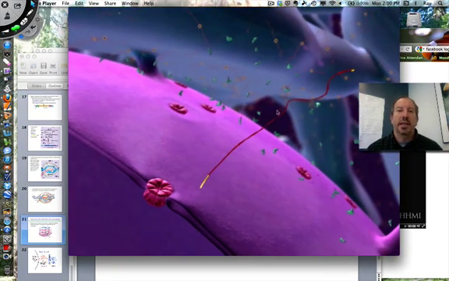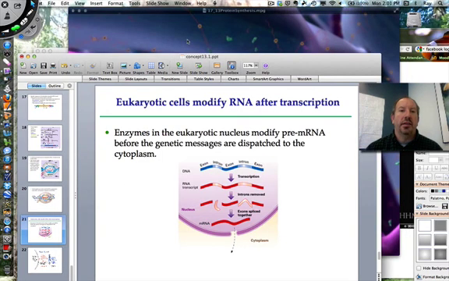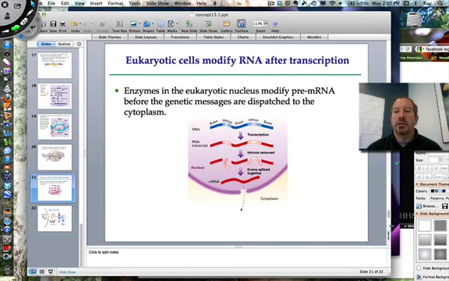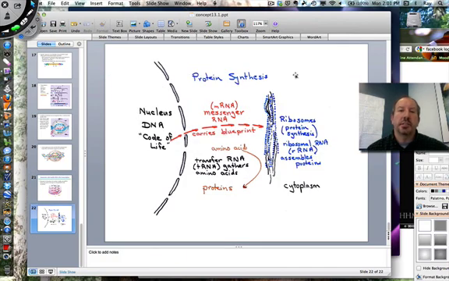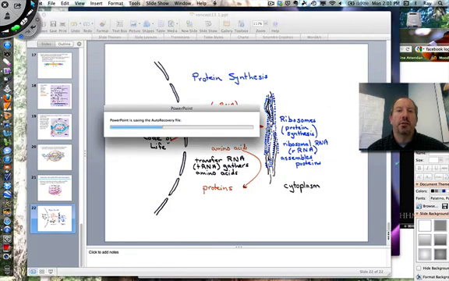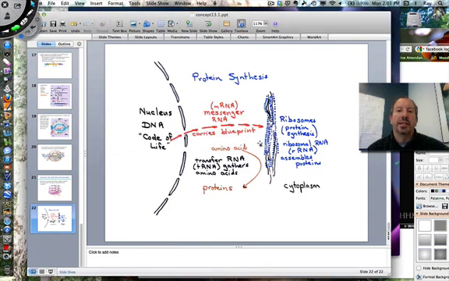So that's pretty neat. And you're like, well, where's it going? That's a good question. The answer to that question is our next conversation. Our next conversation is going to be about translation. Once messenger RNA leaves the nucleus, it's going to go out to the ribosome. And the ribosome is going to be where proteins are made, or translated. And that's going to involve all the RNAs getting together: messenger, transfer, and ribosomal.